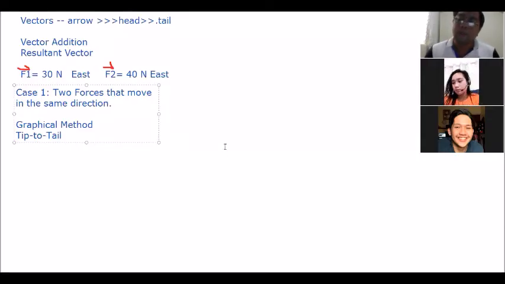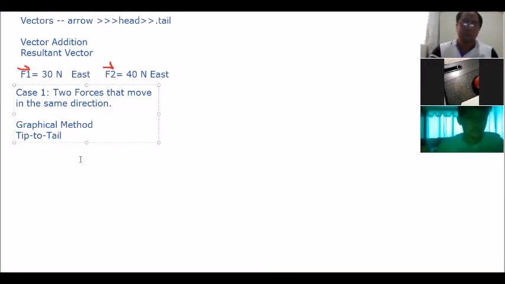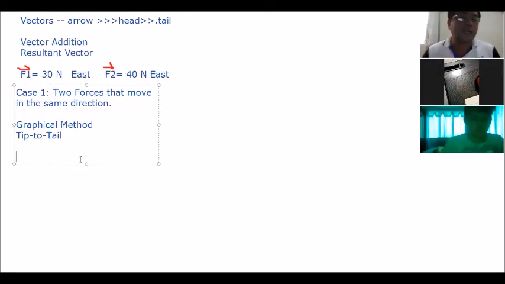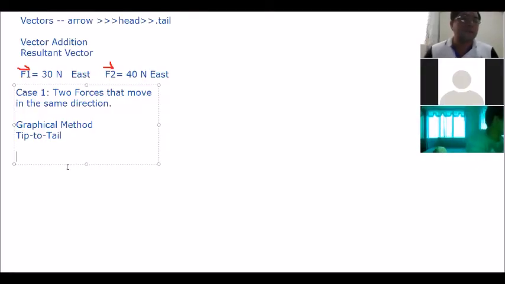Do you have your ruler and protractor? Can you flash your ruler and protractor, guys? May I see your ruler and protractor? Shaquille, do you have your ruler and protractor? Okay, now we will need that, plus maybe your ruler.